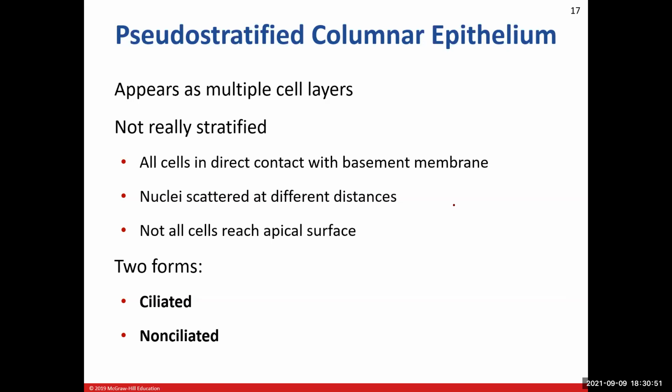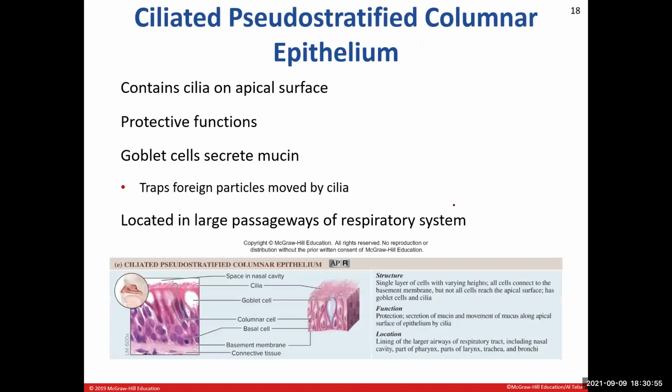All right, so there's two forms, again, ciliated and non-ciliated. Our ciliated is going to have cilia on the apical surface, but again, we have to move something, and so we'll have goblet cells for the mucin to make the mucus. So it's going to offer, in this situation, protective functions. And I'll explain to you why it does that.